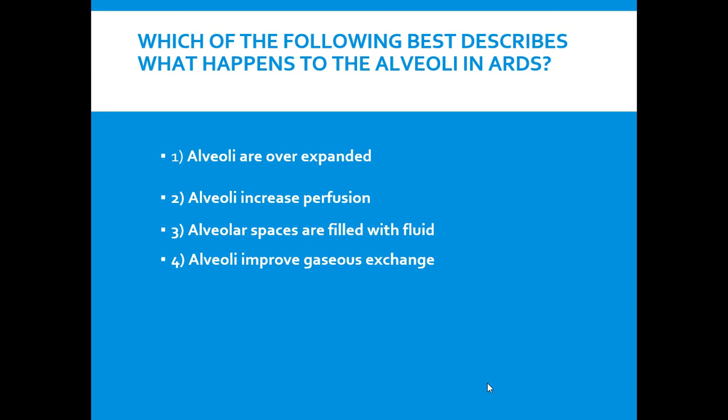Okay, the answer is 3. In ARDS, alveolar membranes are more permeable and the spaces are fluid filled. Alveoli collapse and the spaces fill with fluid. So as they collapse, you have impaired gas exchange, and then the fluid interferes with and impairs perfusion and gas exchange.